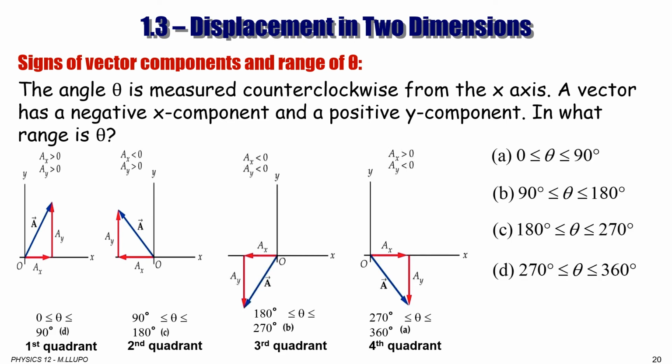Here is an example. In what range is the vector that has a negative x component and positive y component? Are we talking about A, which is in the first quadrant, B, that is in the second, C, that is in the third quadrant, or D, that is in the fourth quadrant? If you said B, you're right.